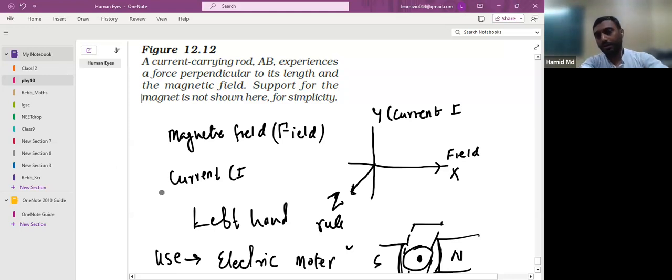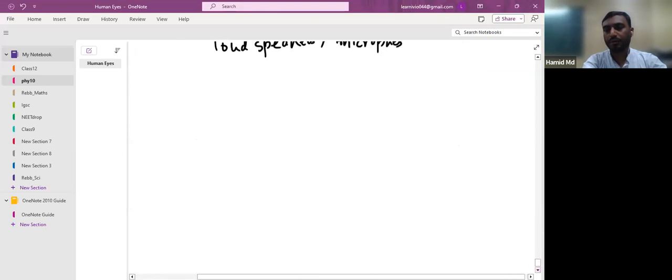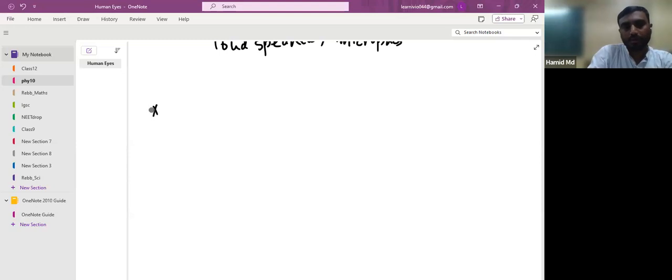One thing I didn't tell you actually: we only gave you the magnetic field for a straight wire or solenoid, but I didn't give you the formula for the magnetic field due to a circular wire.